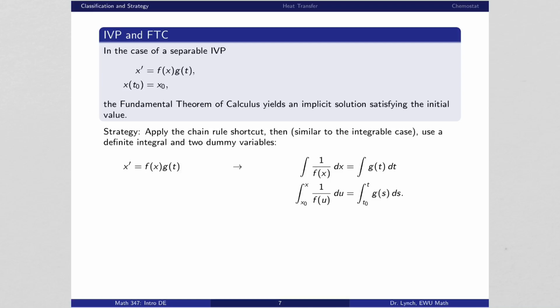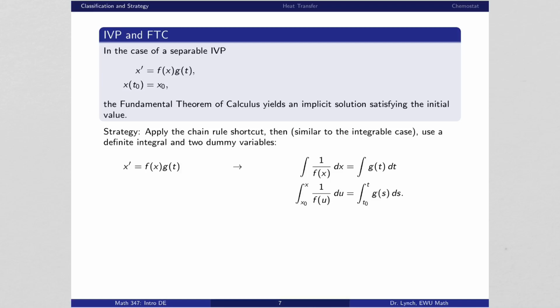So the equation separates via the chain rule, and we can integrate 1 over f of u du. u here is the dummy variable in place of x from x naught to x, and we can integrate g of s ds from t naught to t, and again s is the dummy variable in place of t. And it happens that this will give us, so long as we can actually do the integrals, an implicit family of solutions that satisfies the differential equation and the initial condition. So this will end up being a solution of the corresponding initial value problem.